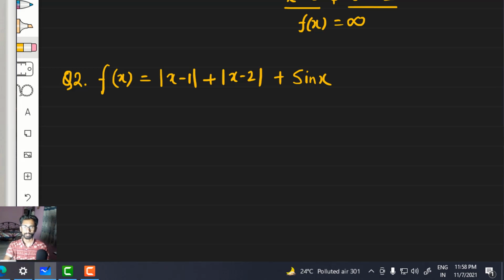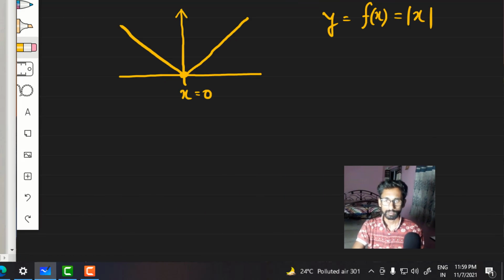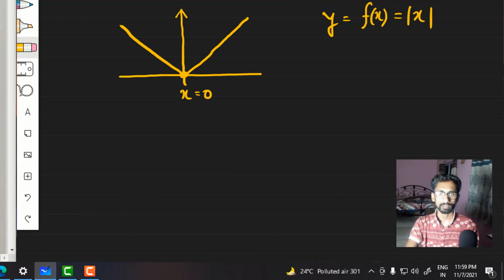First two terms contain the modulus function. For simplicity, if we consider the function modulus of x, the graph of this given function is something like this, with the critical point x equals 0. That means this x equals 0 is the turning point of the graph, but at this particular point the graph is continuous. There is no breakage or discontinuity in the graph. It is just the critical point where the nature of the graph is changing.